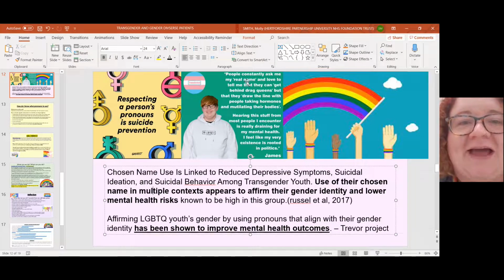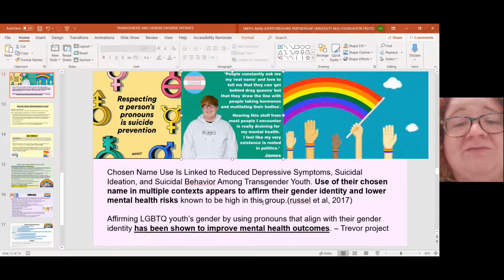James here from Transactions says, people constantly ask me for my real name and love to tell me that they can get behind drag queens, but that they draw the line with people taking hormones and mutilating their bodies. Not that that's what they're doing. Hearing this stuff from most people I encounter is really draining for my mental health. I feel like my very existence is rooted in politics. And I would say, James, rooted in a lot of hatred and discrimination. It's not fair that you have to fight to be recognised as a human being who deserves to be treated with respect.